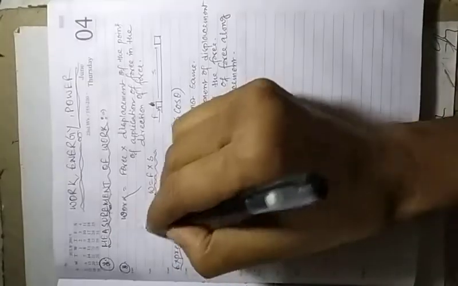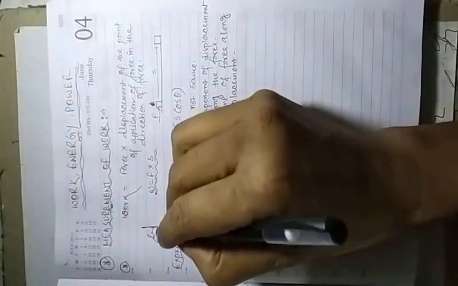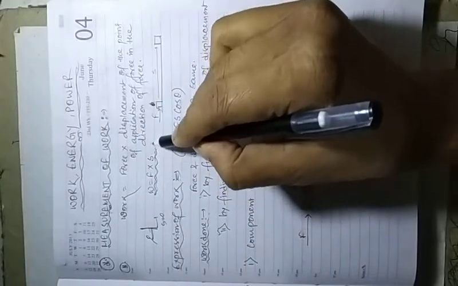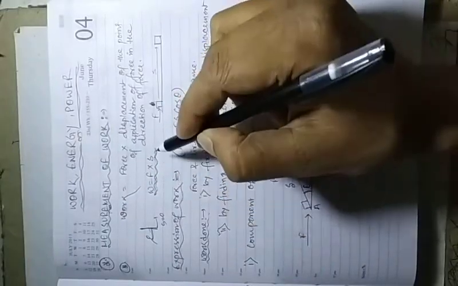Suppose you are pushing the wall of your house. Students, suppose this is the wall and you are pushing. Is any work said to be done? No, because there is no displacement. S is equal to 0. The general formula is W is equal to F into S. S is 0, which means W is equal to 0.